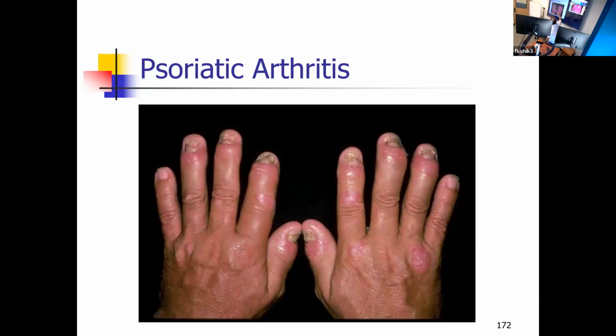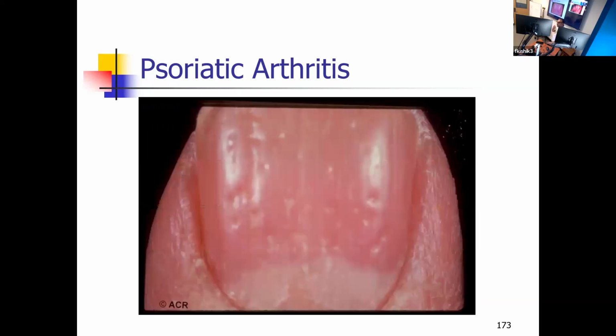Here's another picture. Sausage digit. Look at the nails. They're completely eroded. And then if you look at the nails more in depth, notice how they're pitting. It looks like someone took a small pin or some kind of small object and was literally causing small trauma to the nail itself.